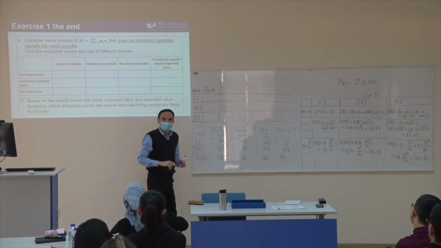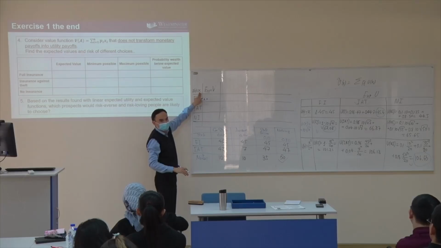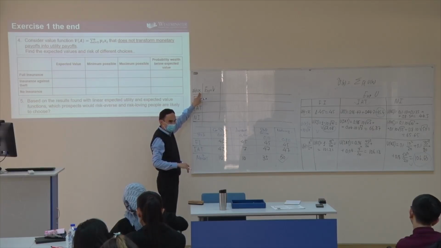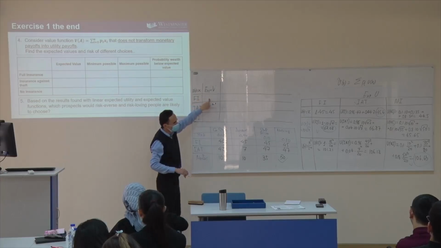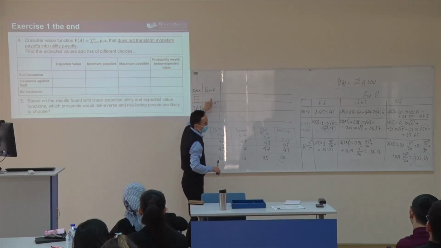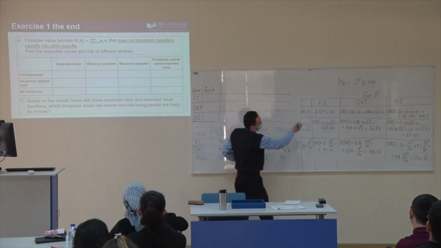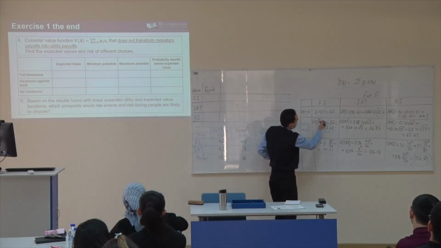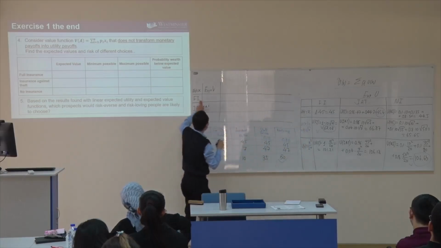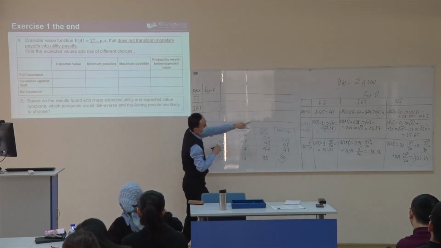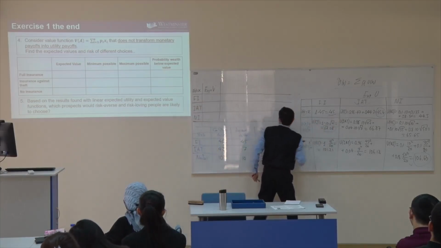If you have this question in the final exam, you will be given whether the person is risk neutral or risk averse or risk loving. It will be given to you, okay? So now we are considering the person is risk neutral, then expected value will be equal to 45. If it's full insurance, is it 45.4? No, 45.